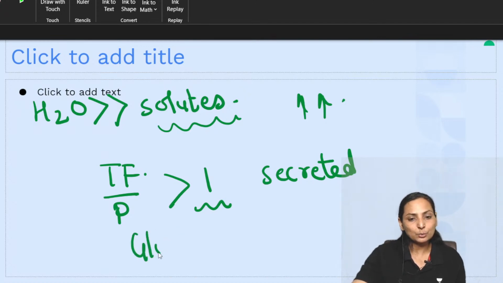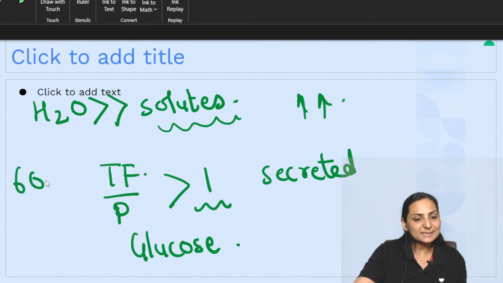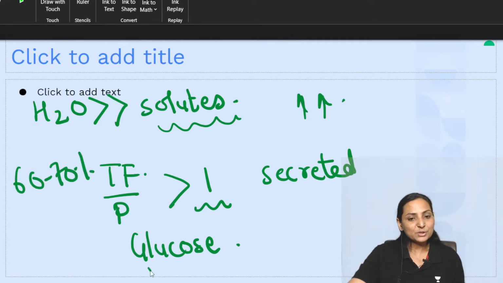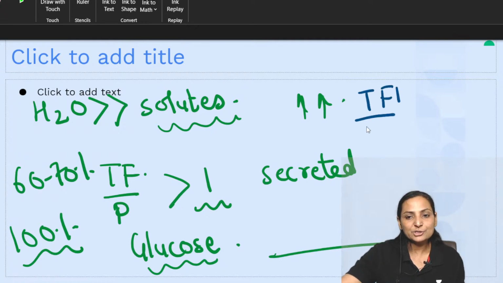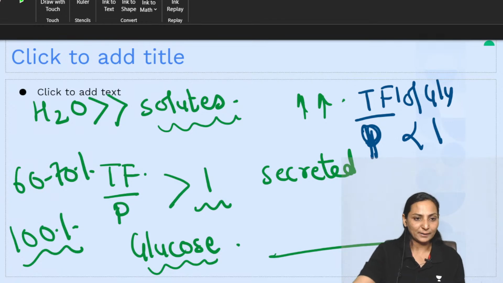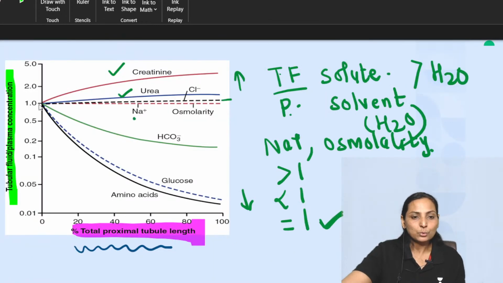But if you consider glucose, water reabsorption is 60 to 70% in the PCT, but the reabsorption of glucose is 100%. That means when we move towards the end of the PCT, there is zero glucose but there is water. Therefore, the tubular fluid to plasma ratio of glucose will be less than 1. To make it very simple, all those having a value more than 1 are the substances staying behind as compared to water. Those substances having a ratio less than 1 are reabsorbed more than water.